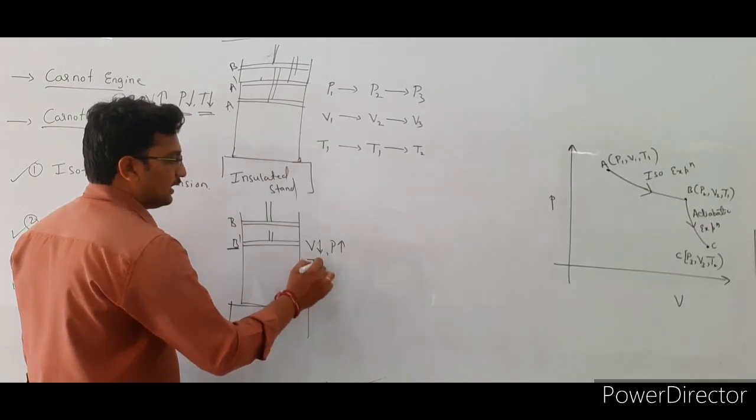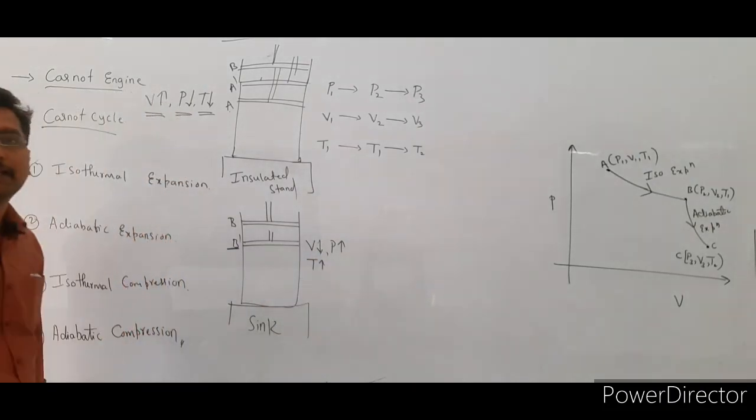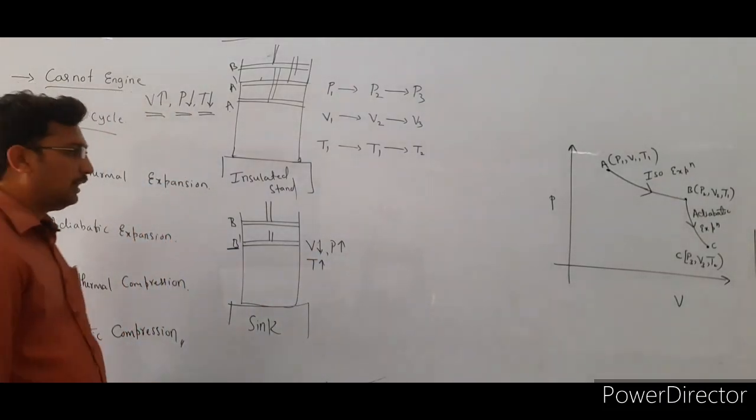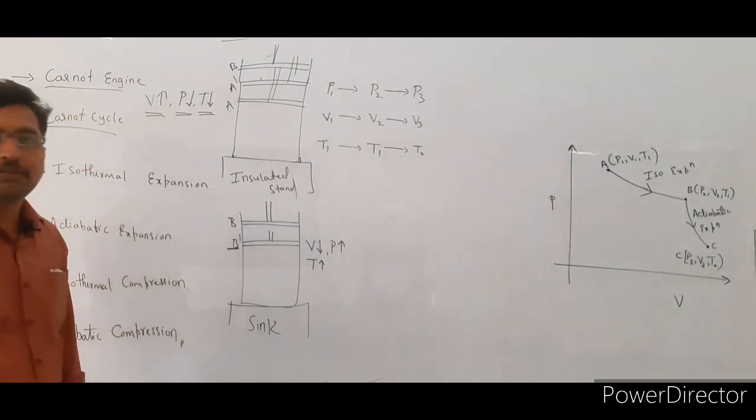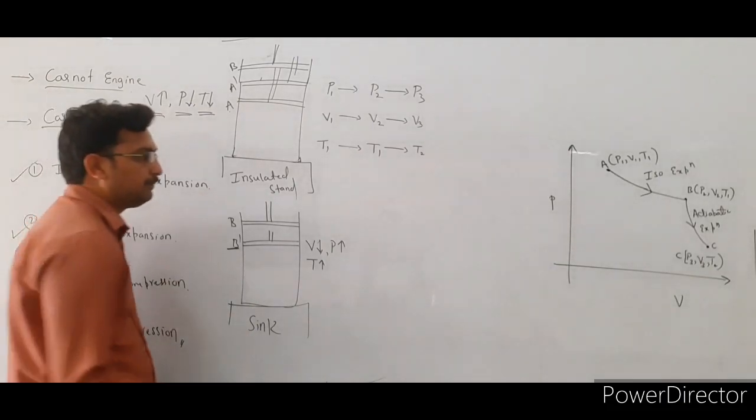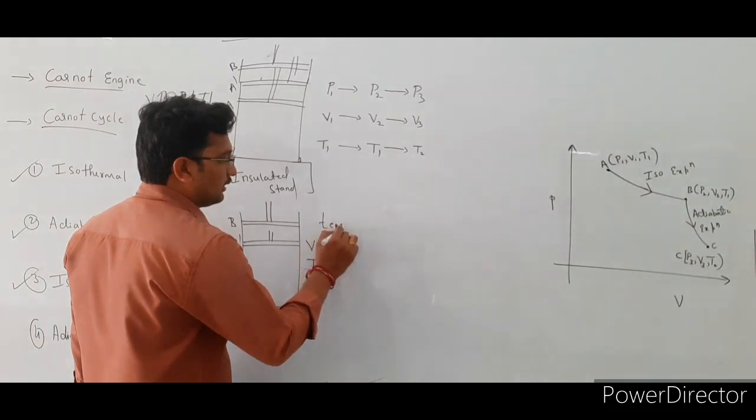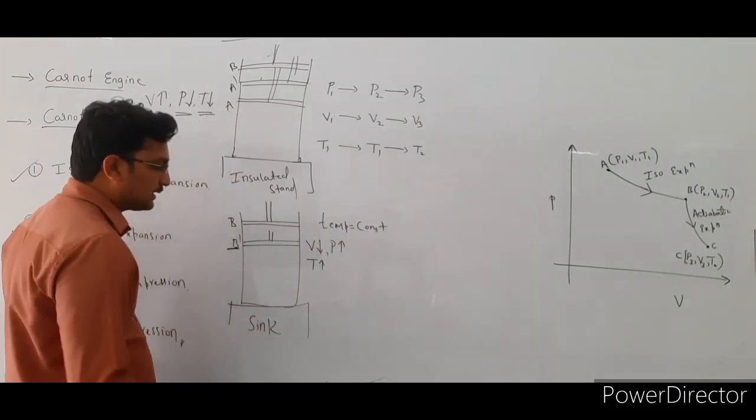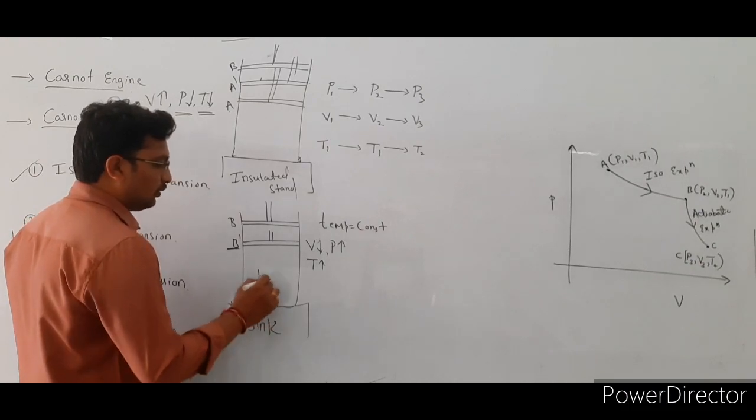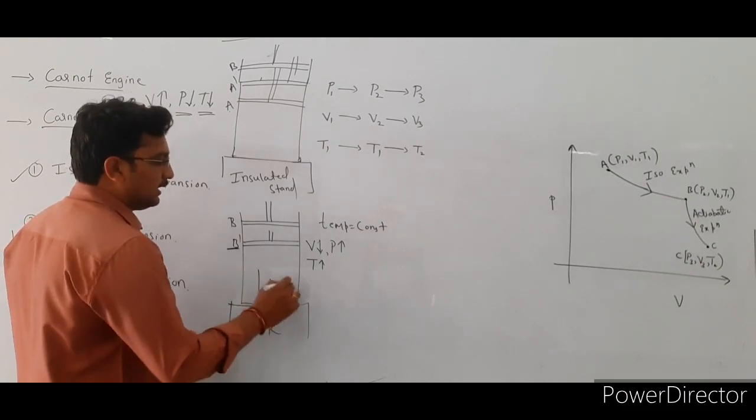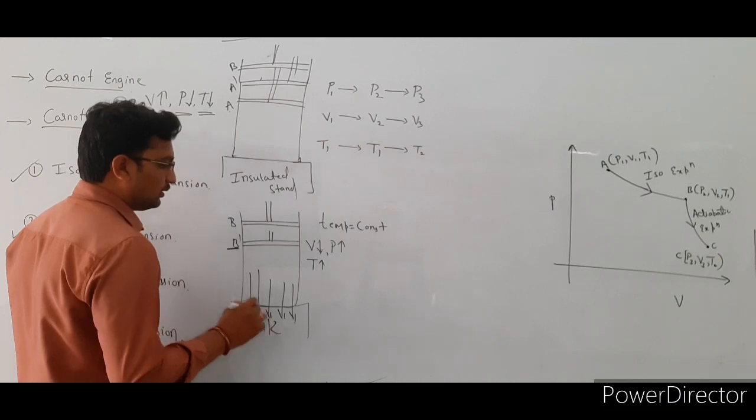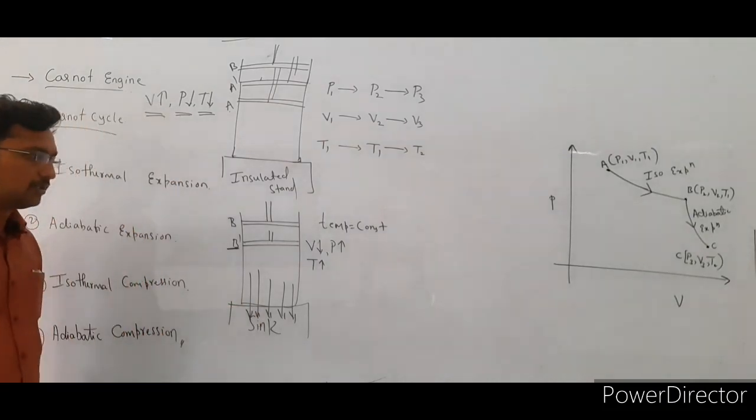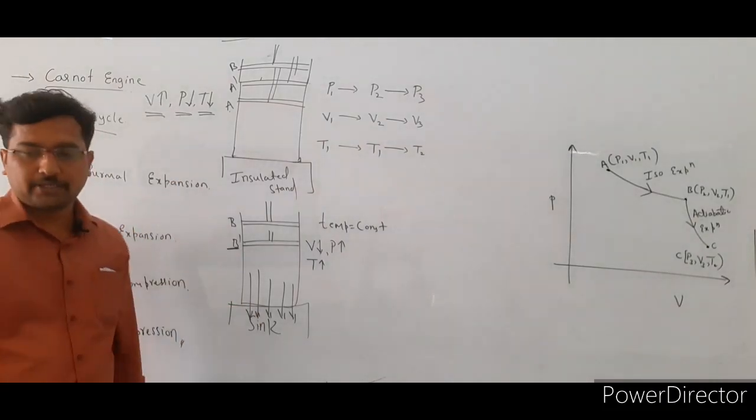If the pressure increases, the temperature also increases. But this is the isothermal compression. In isothermal, the temperature is kept constant. So then, in this case, the cylinder or the working substance rejects some amount of heat energy to the sink, right?